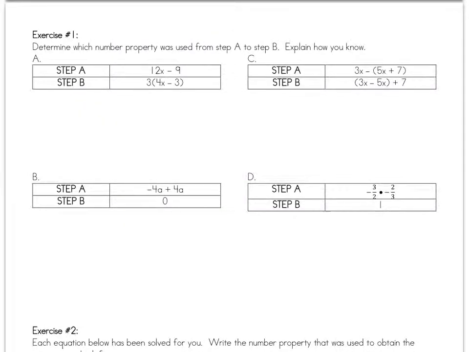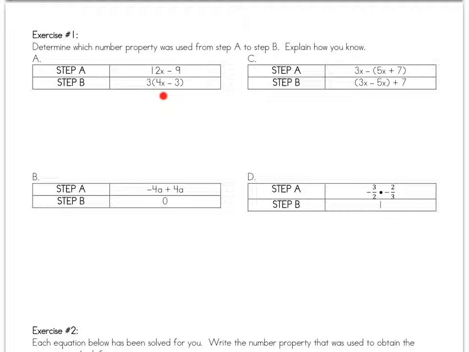So moving on to exercise number 1, all these parts want us to determine which number property was used to get from step A to step B, and then we need to explain how we can tell. So let's begin. If we look at A, we have step A and step B. I started with 12x minus 9, and somehow I brought in parentheses into the mix. Now, a lot of you might think parentheses, parentheses, parentheses. Well, that could probably either mean associative or distributive. Let's kind of narrow it down.